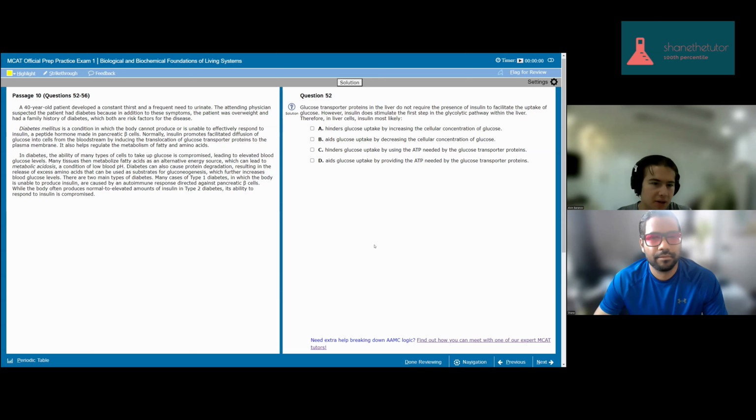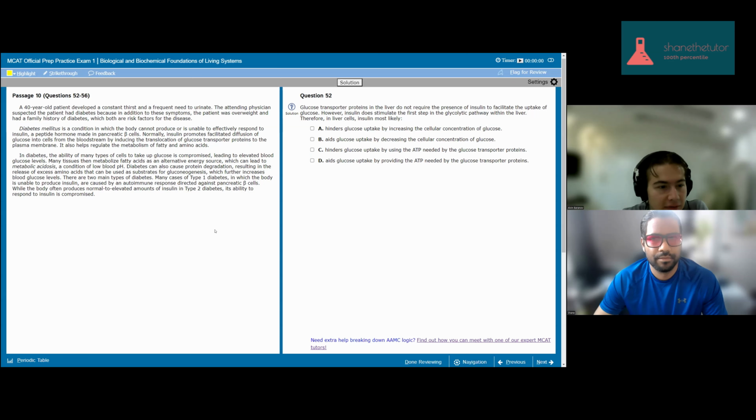So next is this short passage. A 40-year-old patient developed a constant thirst and frequent need to urinate. The attending physician suspected the patient had diabetes because, in addition to these symptoms, the patient was overweight and had a family history of diabetes, which are both risk factors for the disease. Diabetes mellitus is a condition in which the body cannot produce or is unable to effectively respond to insulin, a peptide hormone made in pancreatic B cells.